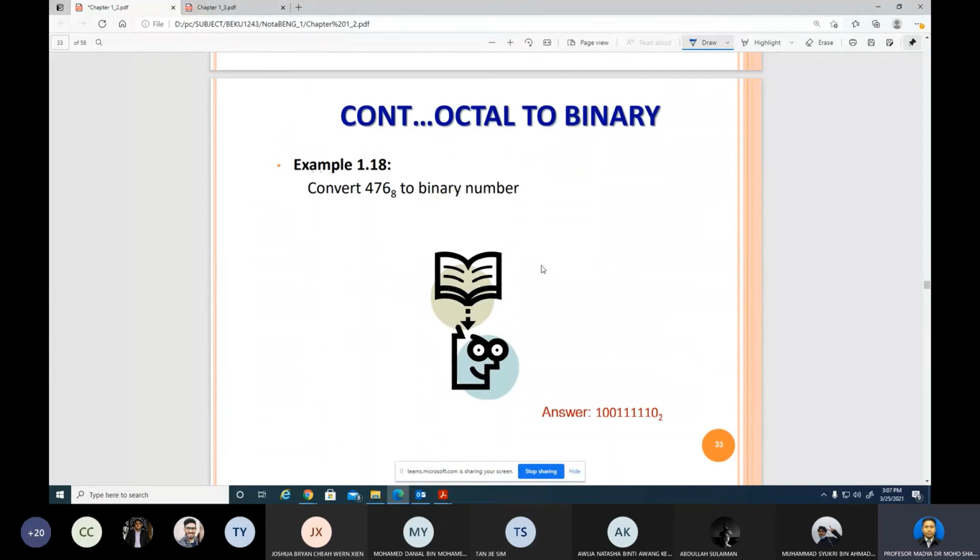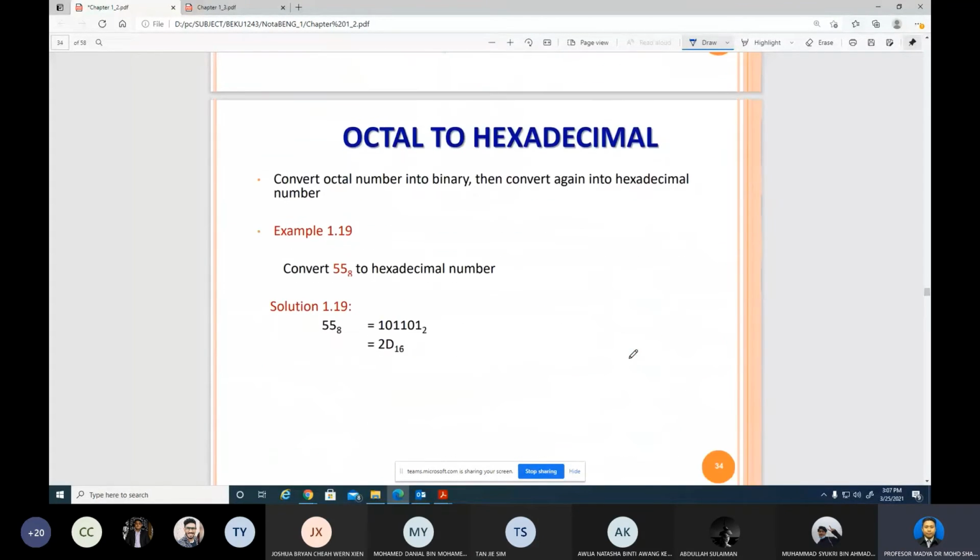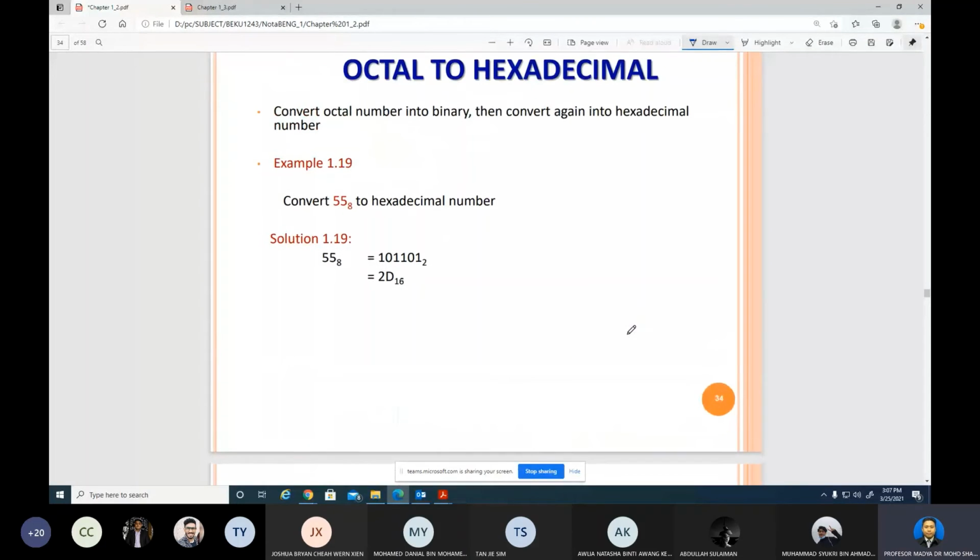Okay, so this is another example. For example, we split by 3, so you can get the answer. For 6 it is 110, for 7 it is 111, and for 4 it is 100. So this is 4, 7, 6, and then you can verify using your calculator. And then this is another example. I think for this one you have to practice using your calculator and also doing it manually. This one we skip first.